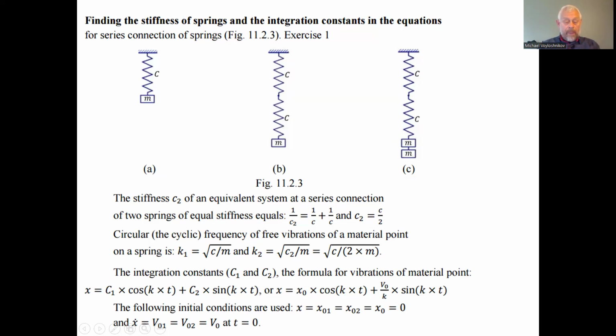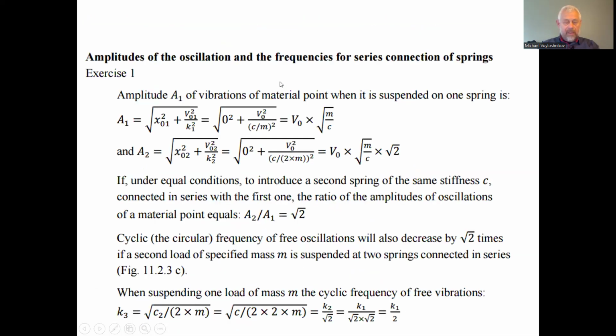Then we can use the formulas to determine the amplitude of the oscillation of the suspended load in the initial case, when the load is suspended by one spring, and in the assigned case, when the load is suspended by two springs in series. In this case, we would be able to find the change of the oscillation's amplitude depending on the double suspension in series by the same springs.